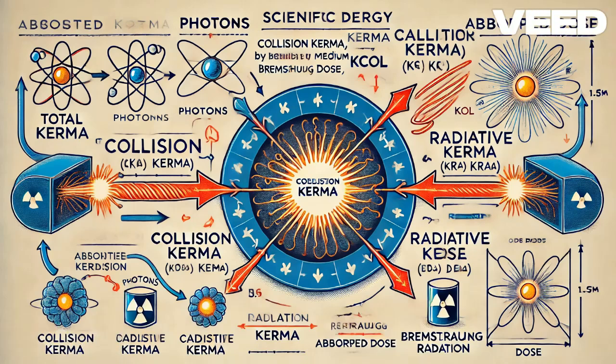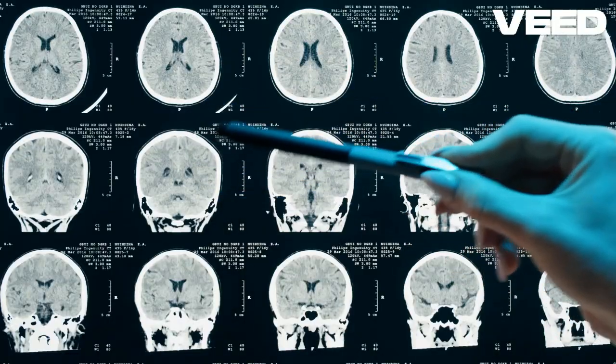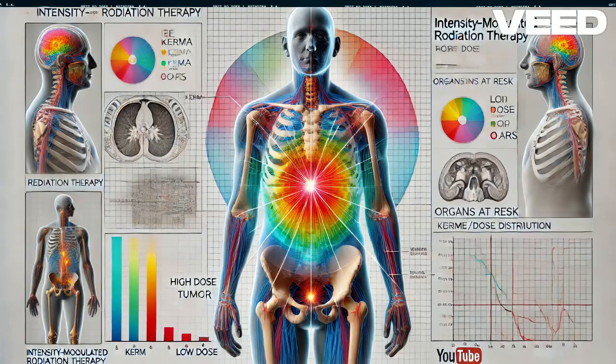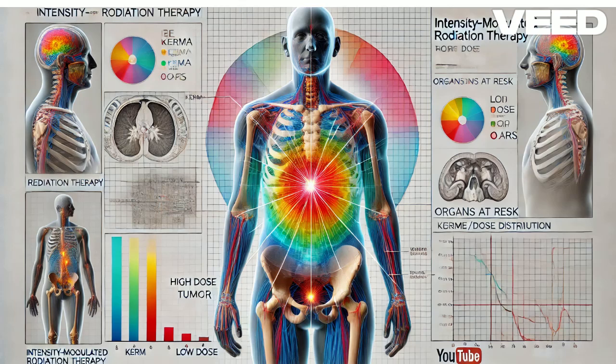In practice, this understanding helps ensure that patients receive the correct dose of radiation. For instance, when treating a tumor deep inside the body, we need to ensure that enough energy reaches the tumor, but not so much that it harms healthy tissue along the way. By using absorbed dose and Kerma measurements, we can optimize treatment plans, focusing radiation on the tumor and minimizing side effects.